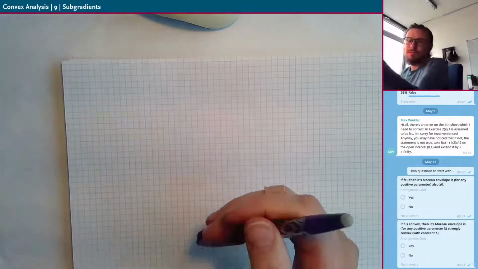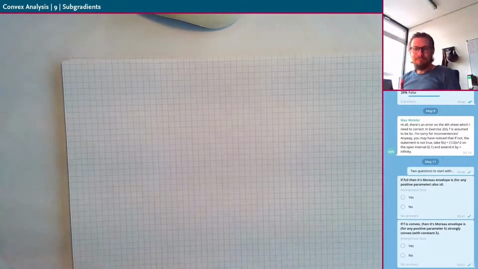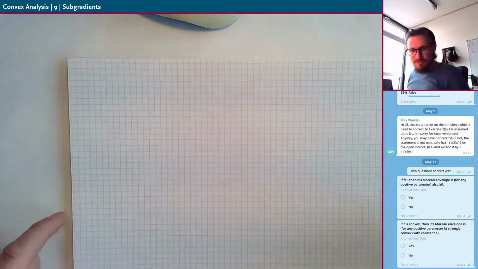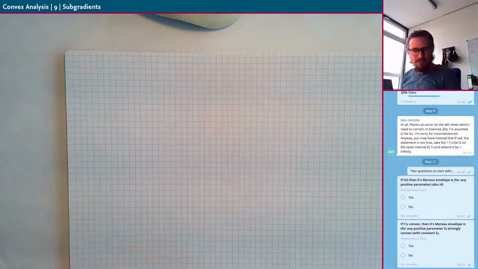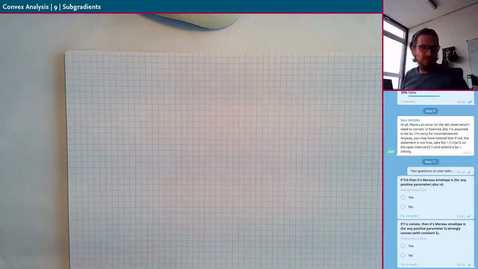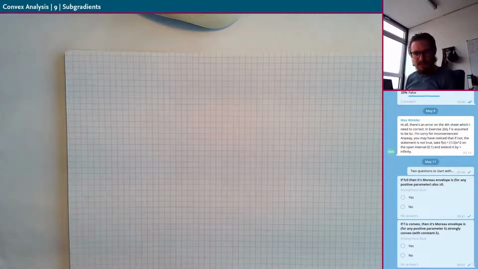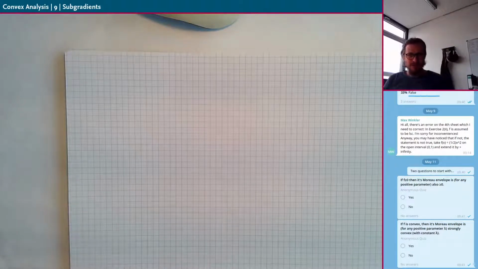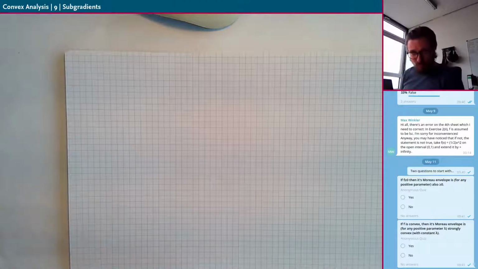Okay, welcome everybody to lecture number 9 on convex analysis. Today's topic will be subgradients. You may have heard of subgradients before, but anyway, we're going to treat them here in the lecture today at length. And there are two starter questions for the topic of last lecture on the Moreau envelope.